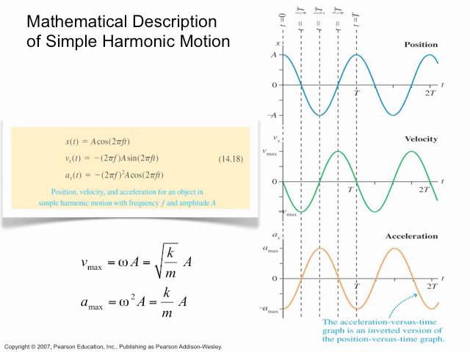Now looking at v max equals omega A, or a max equals omega squared A, we can relate this back to the period of a spring, or the frequency of a spring.